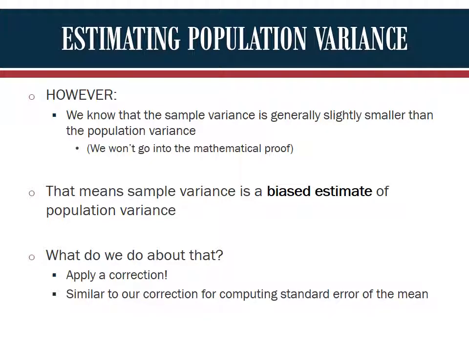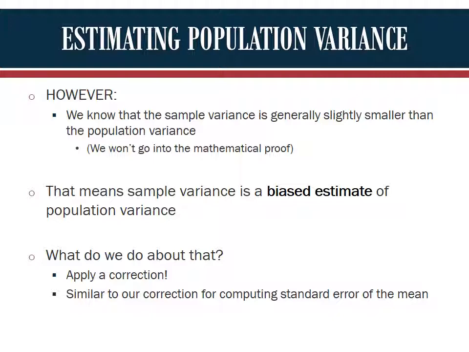Because it's a biased estimate, we need to do something about that. What we need to do is apply a correction to try to get our sample variance to be a more accurate estimation of population variance. We need to apply a little correction to it to make it less biased. And the correction that we're going to do is actually going to be pretty similar to our correction for computing standard error of the mean.